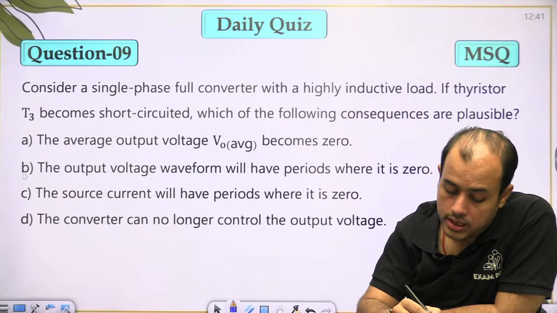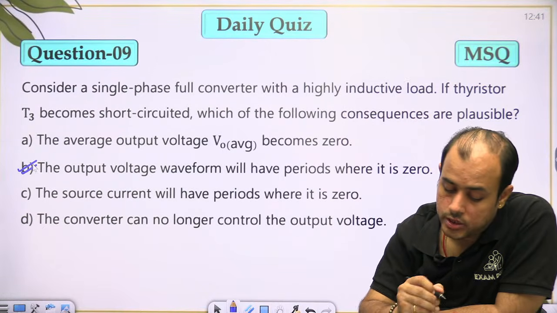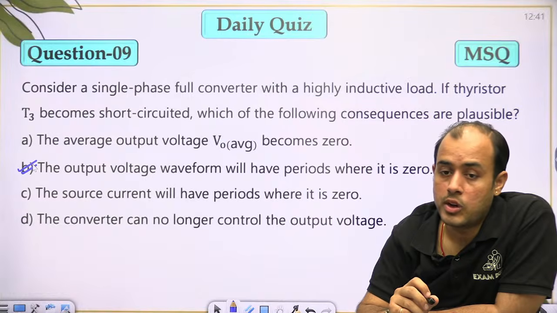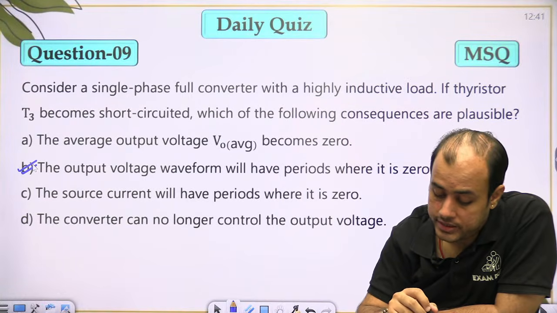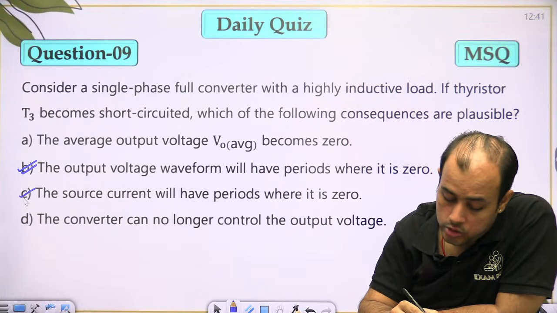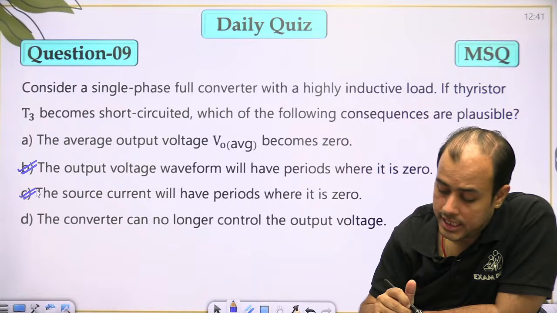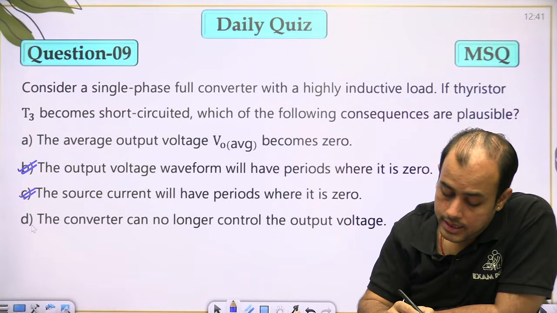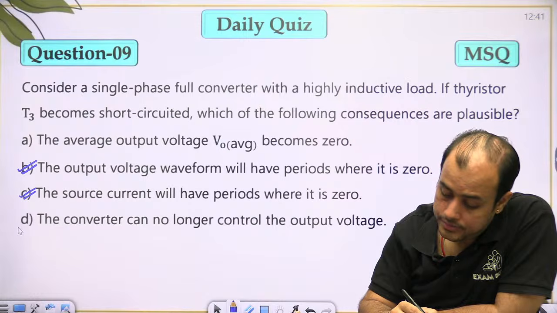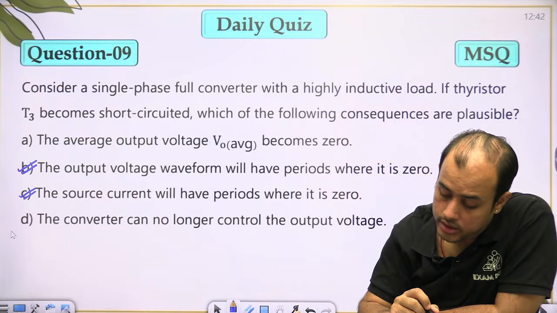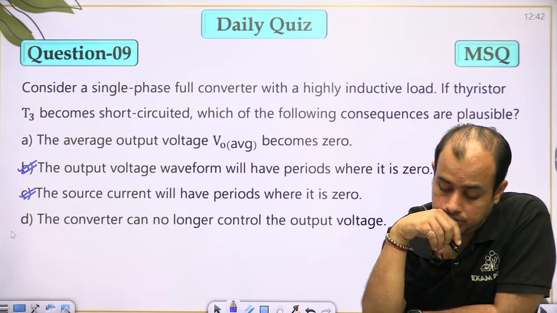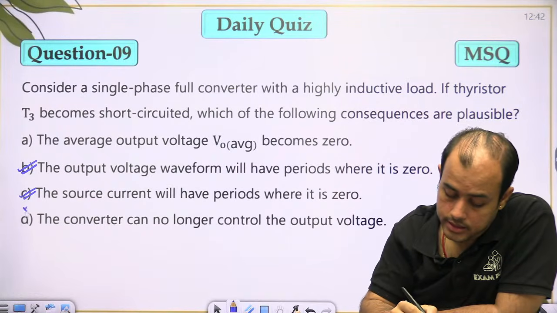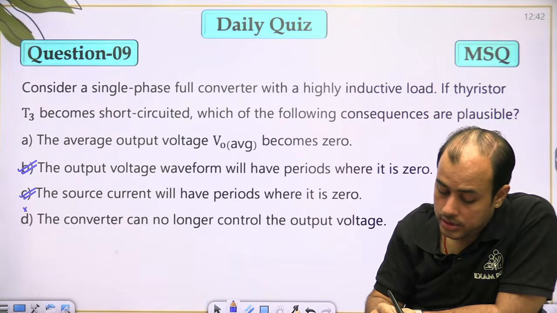देखो ये वाला मैं आपको कल पढ़ाऊंगा. T3 अगर शॉर्ट सर्किट हो गया तो आउटपुट वोल्टेज will have the period where it is zero. Source current will also be zero for some time, and converter can no longer control the output. ये गलत. देखिए यहाँ पे क्या होता है.